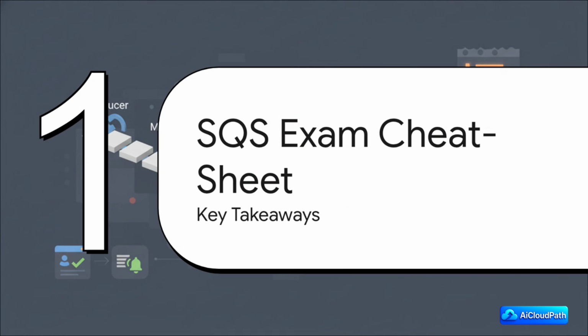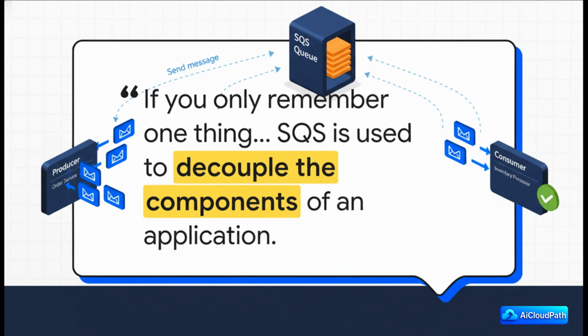All right, let's bring this all home. We're going to distill this down into the absolute key takeaways. Think of this as your exam cheat sheet. This is the single most important concept. If you walk away remembering only one thing, make it this. If anyone ever asks you, hey, what is SQS for? The answer is decoupling. It lets different parts of a system work independently, which is what makes the whole application more scalable and way more resilient.